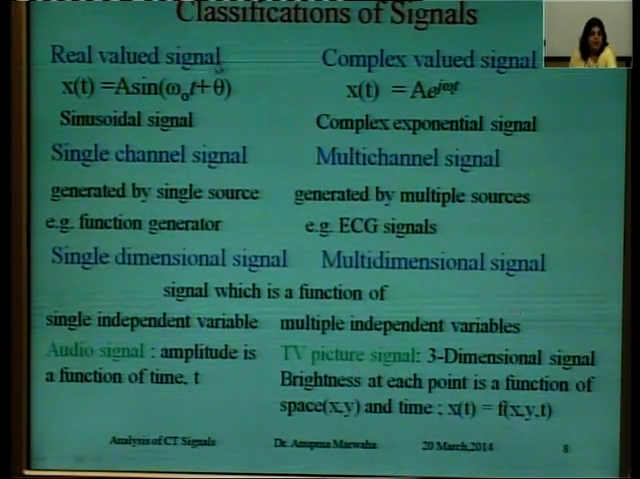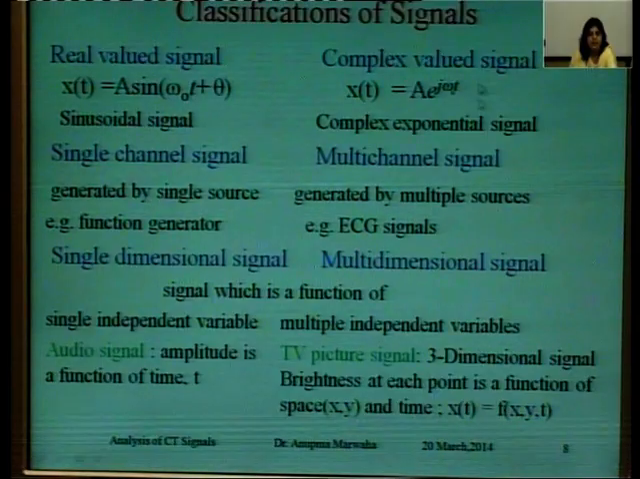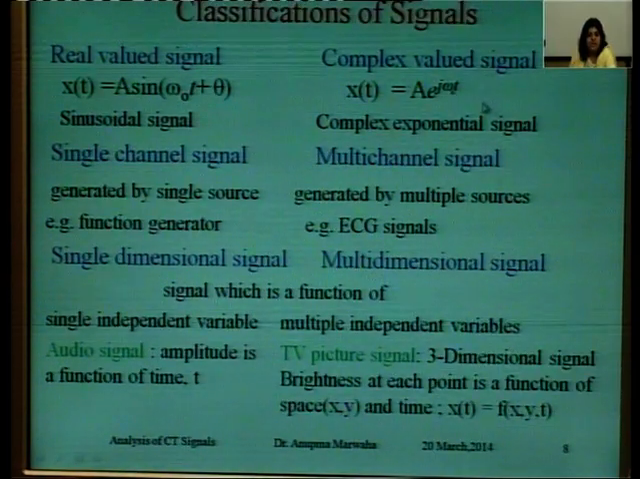So, a real valued signal is that which takes on the real values. For example, we have the sinusoidal signal which takes on the real values, and the complex valued signal is that which takes on the complex values. So, the example is complex exponential signal.